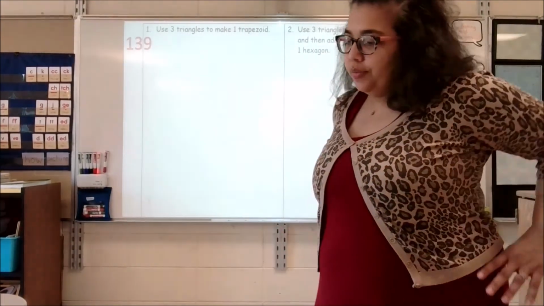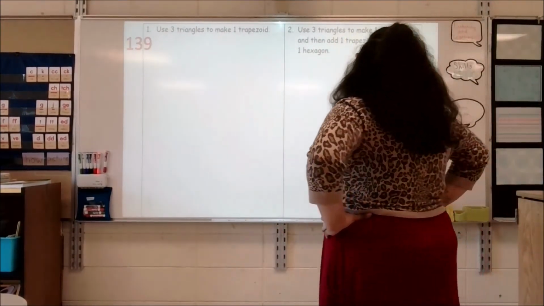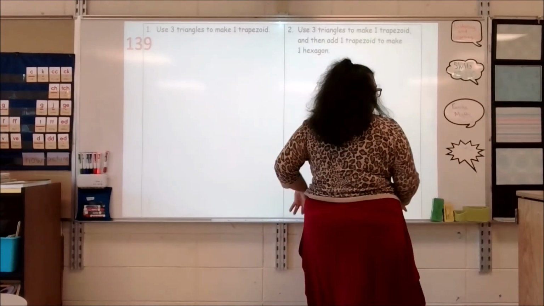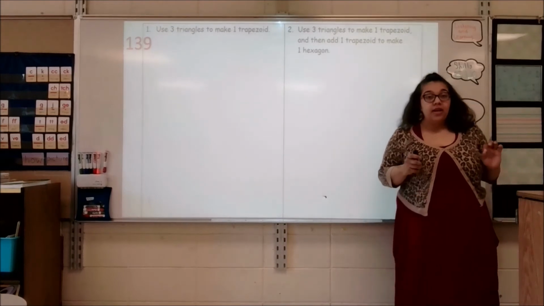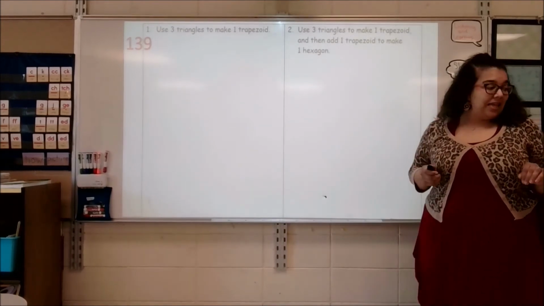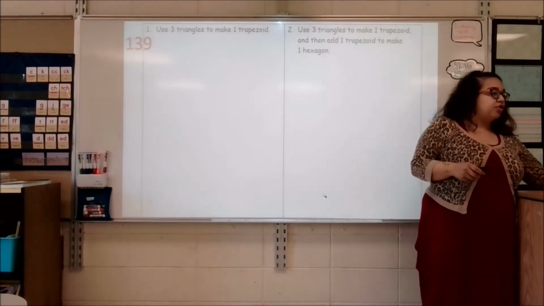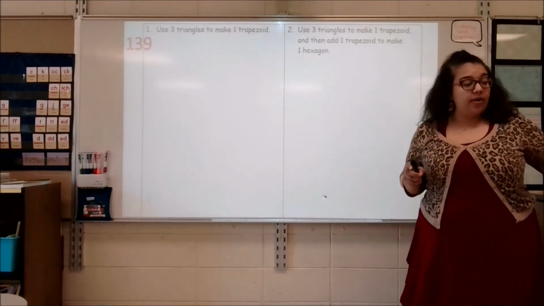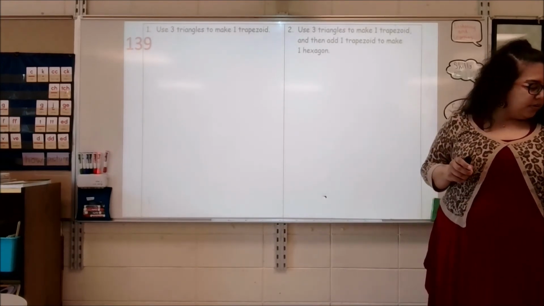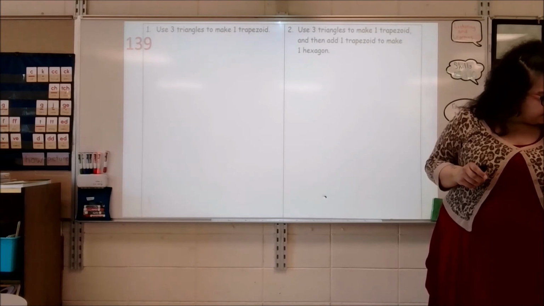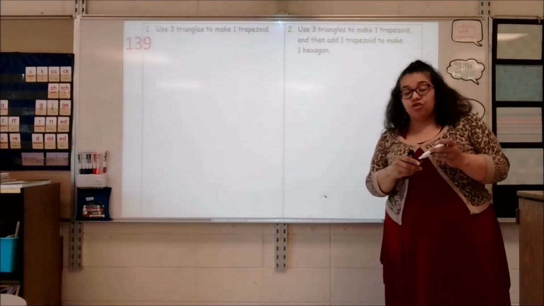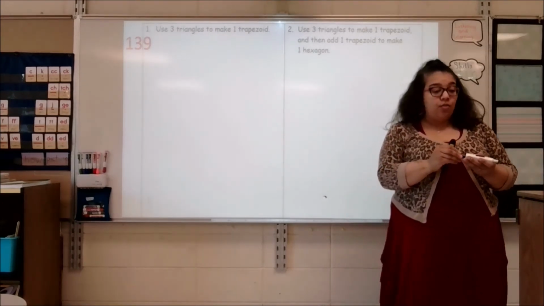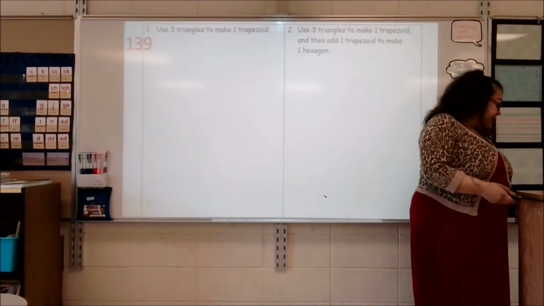So what we're going to do is we're going to use 3 triangles to make 1 trapezoid. Now, how many sides does your trapezoid have? I'll give you a hint. The trapezoid is the red one. How many sides does a trapezoid have? It has 4 sides. Excellent. A trapezoid has 4 sides, and we said we're going to use 3 triangles to make a trapezoid.